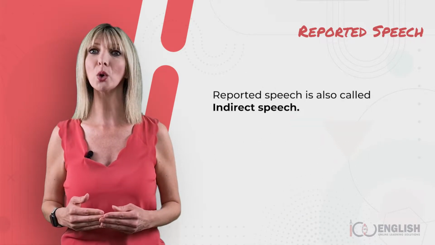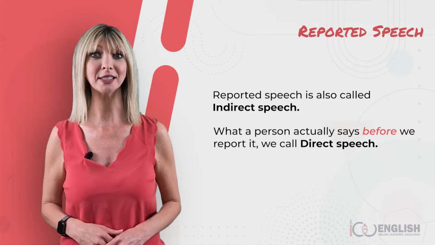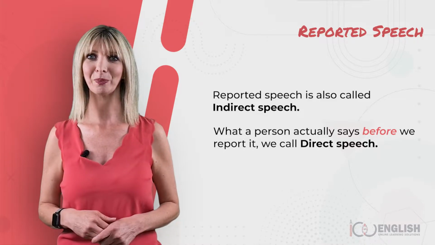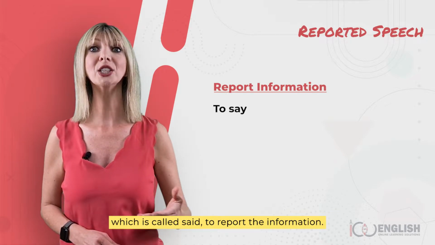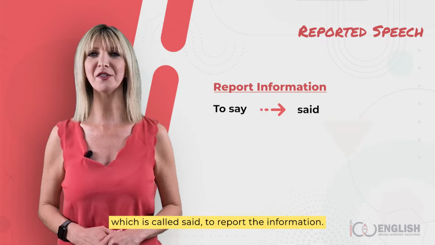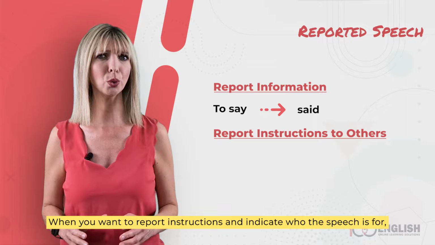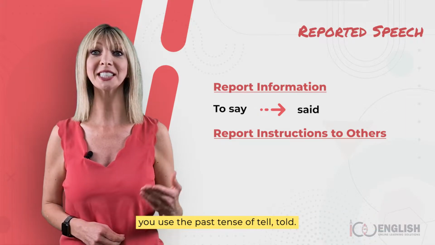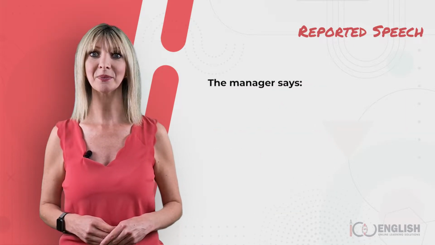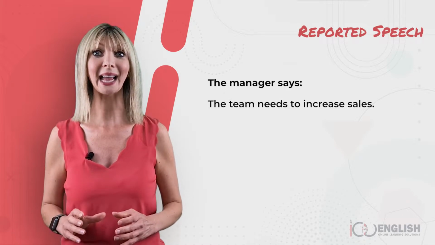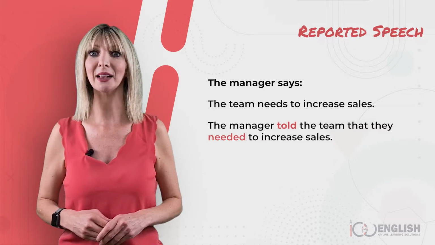Reported speech is also called indirect speech. What a person actually says before we report it, we call direct speech. In reported speech, we use the past tense of to say, which is called said, to report the information. When you want to report instructions and indicate who the speech is for, you use the past tense of tell, told. For example, the manager says, the team needs to increase sales. The manager told the team that they needed to increase sales.